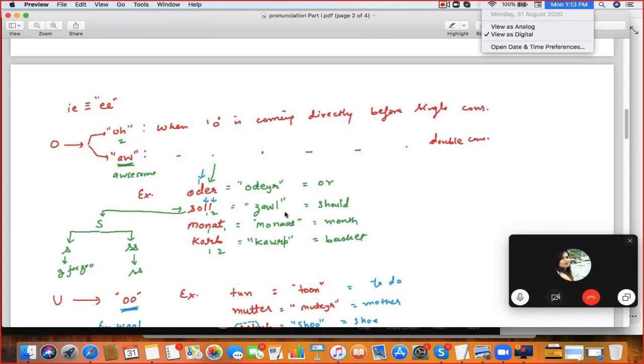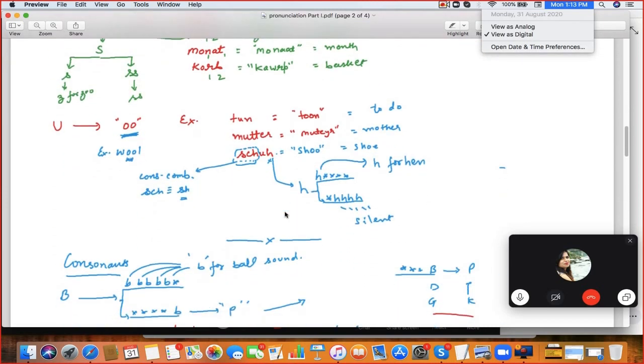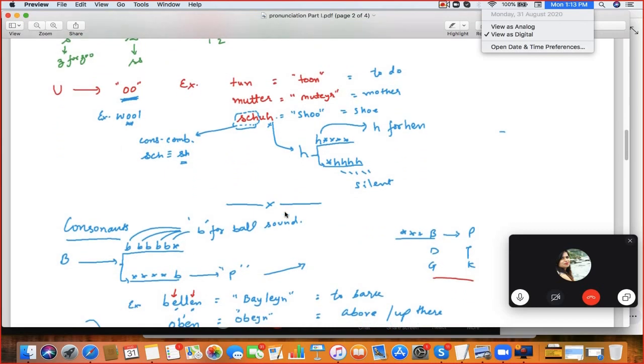Next is O. O is having two sounds. Speak the example. Order. Zoll. Monat. Korb. Okay. Then next is U. U is having the U sound. Speak the example. Tun. Mutter and shoe. Correct. Okay. Now we'll start with the consonants.